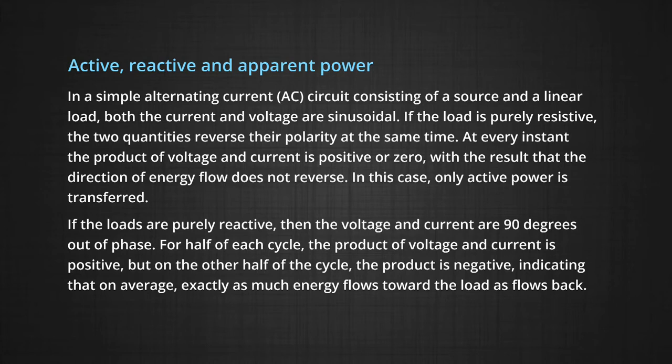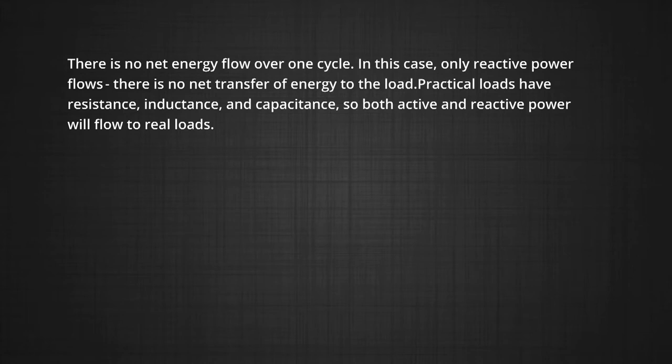If the load is purely reactive, then the voltage and current are 90 degrees out of phase. For half of each cycle, the product of voltage and current is positive, but on the other half of the cycle, the product is negative, indicating that on average exactly as much energy flows towards the load as flows back. That is, there is no net energy flow over one cycle. So, in this case only reactive power flows; there is no net transfer of energy to the load. Practical loads have resistance, inductance and capacitance, so both active and reactive power will flow to real loads.